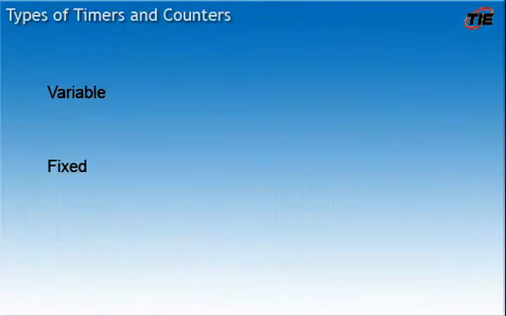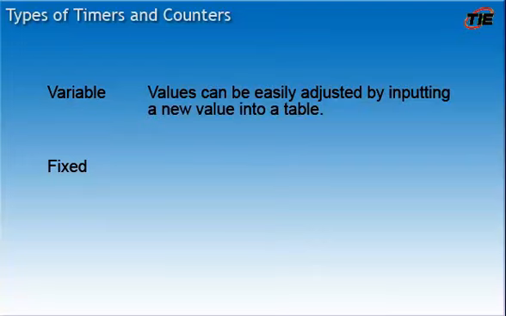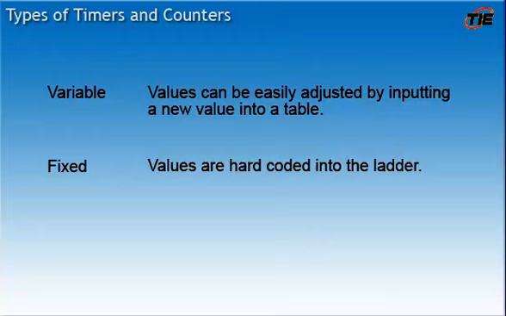There are basically two types of timers and counters used on the FANUC controls. These are variable and fixed. Variable means that you can easily adjust the values. This is done by going to the timer or counter screens and inputting a new value. Fixed means that the timer or counter value is hard-coded into the ladder. In order to adjust these, you will need to edit the ladder.